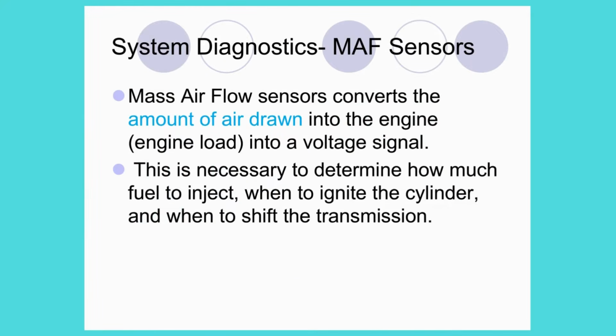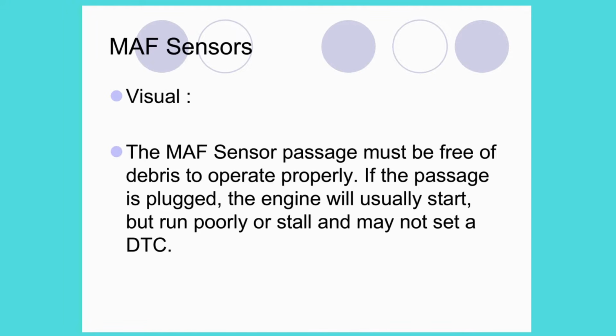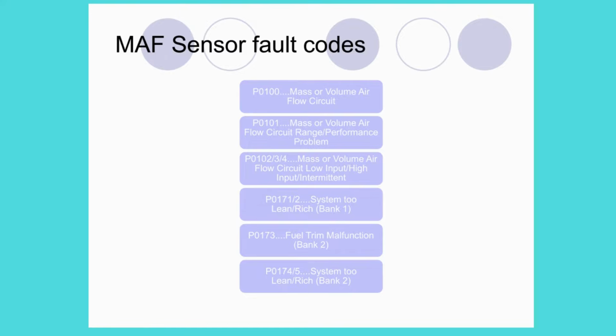Mass airflow sensors convert the amount of air drawn into the engine into a voltage signal. This gives an indication of engine load. This is necessary to determine how much fuel to inject, when to ignite the cylinder, and when to shift the transmission. Diagnosis of the MAF sensor involves visual, circuit, and component checks. This is a list of common MAF sensor fault codes.